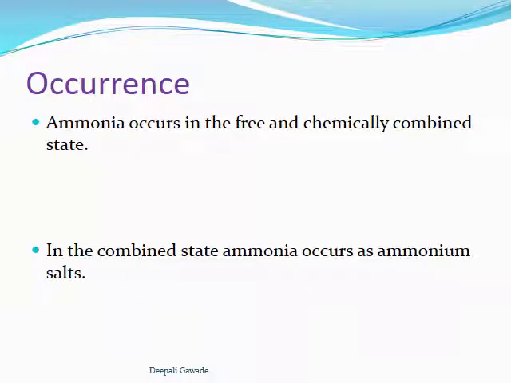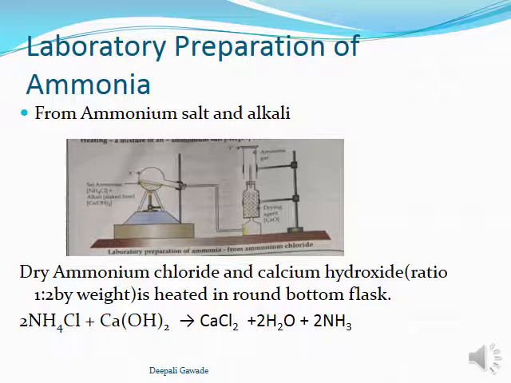Ammonia occurs in the free and chemically combined state. In the combined state, ammonia occurs as ammonium salts. Ammonia can be prepared in the laboratory by treating ammonium salts with alkali.